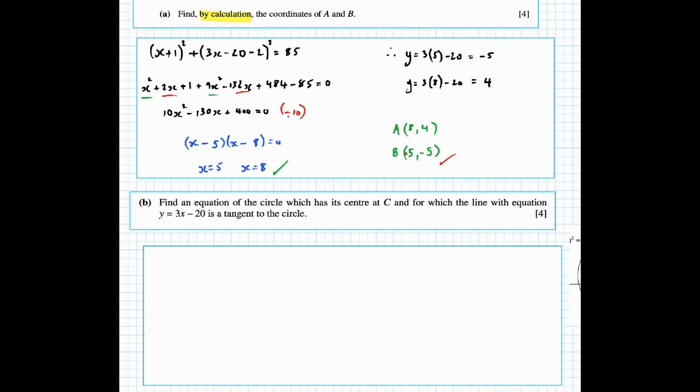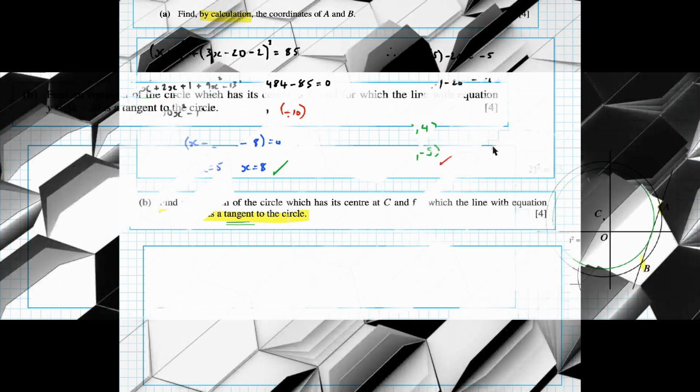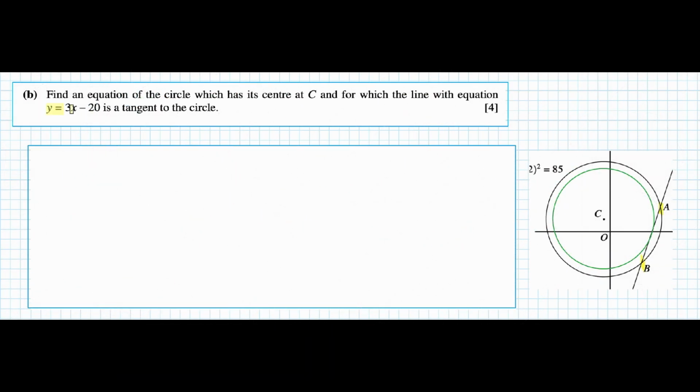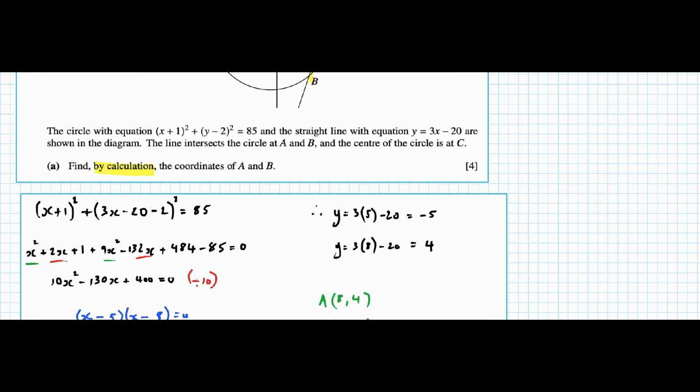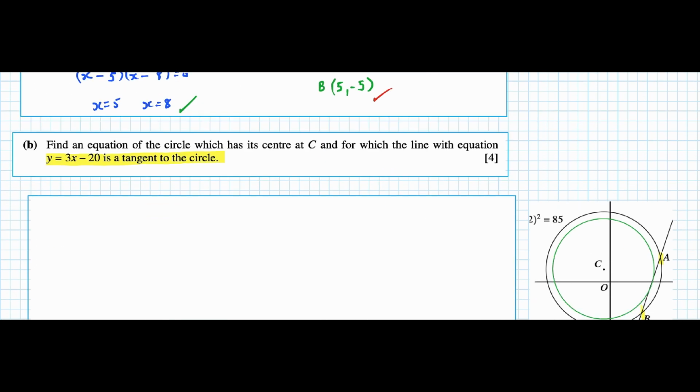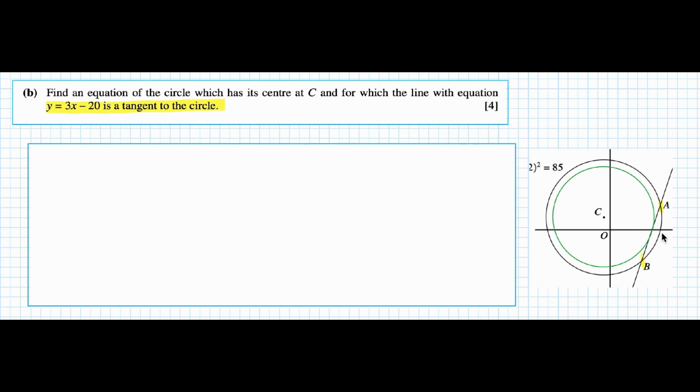For part B, we find that y equals 3x minus 20, our straight line equation, has now become a tangent. So we have to find a new equation for the circle. So I'm now going to cut to a change in the diagram. As you can see from the diagram on the right, we have a center and our circle has got smaller. So hopefully you can see that because A and B are equidistant, as you might expect, you can find the midpoint for AB.